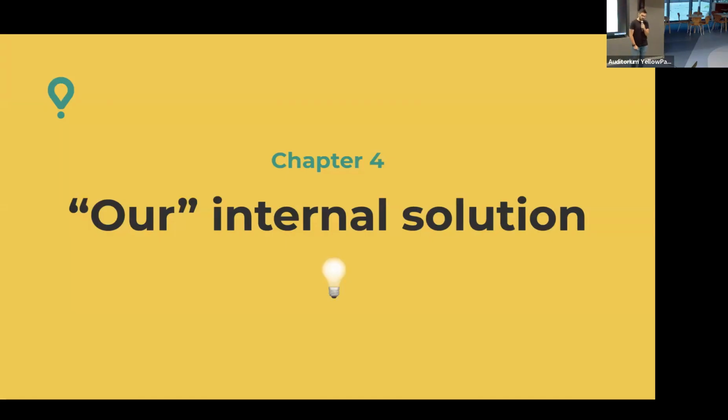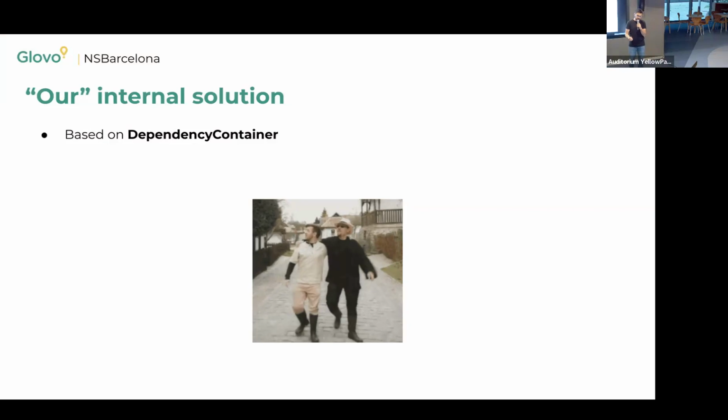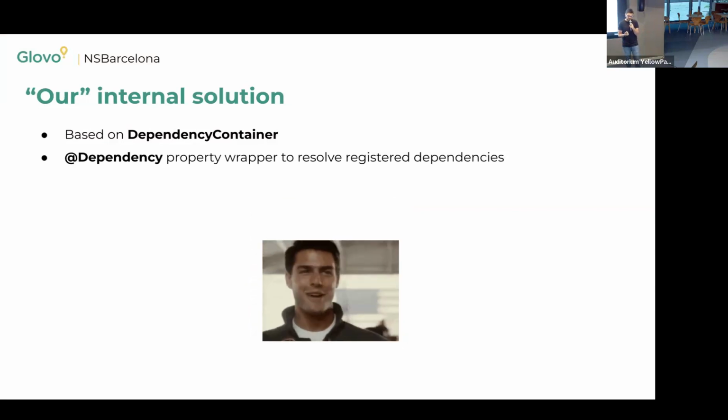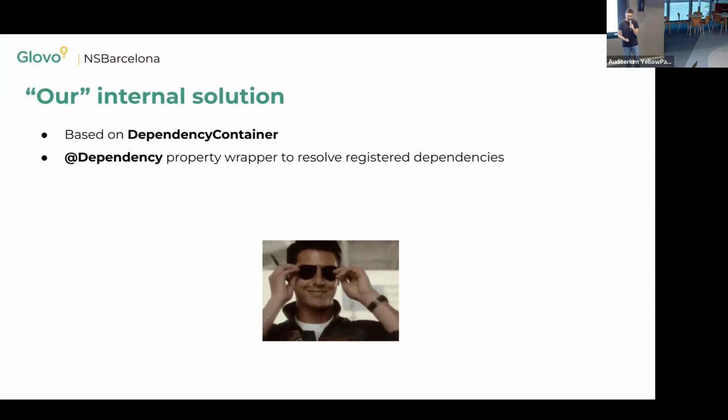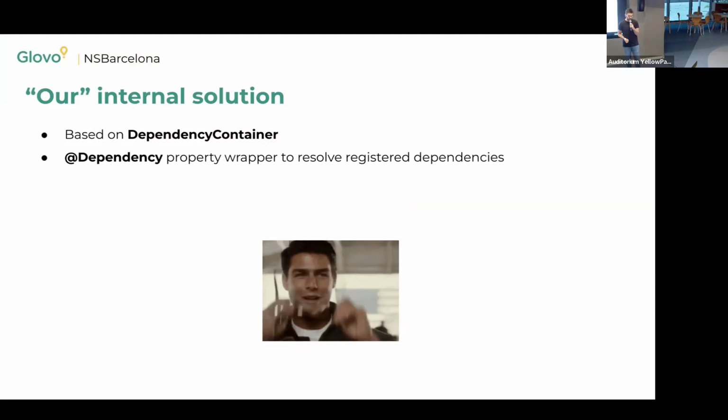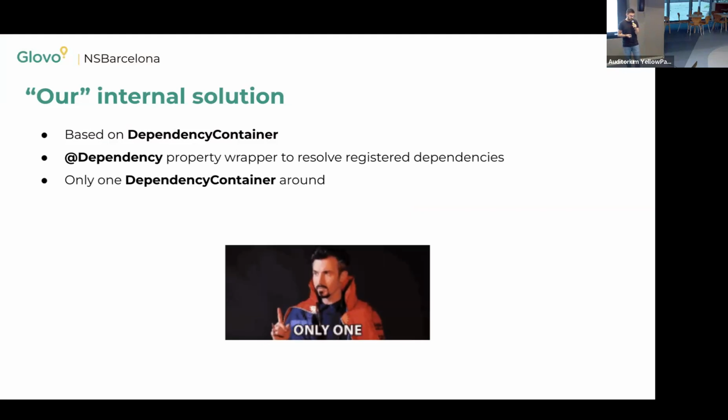Therefore, with double quotes, our internal implementation, so the custom implementation. The idea though was, that's why double quotes, because it is still based on top of the dependency container built by Courier, so we can still foster the alignment with them. To make it simple, we try to use a property wrapper, @Dependency, to resolve registered dependencies easily. But to do so, we had to use the service locator pattern. So we had to simply have one dependency container, only one instance across our application.